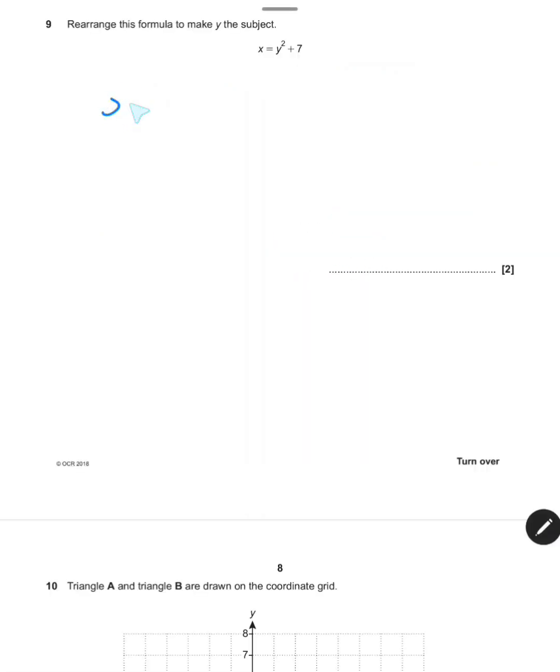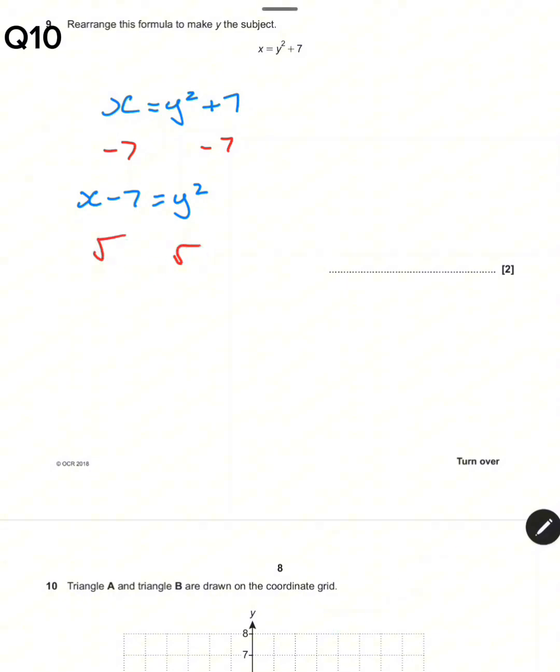Question 9, we've got a formula x equals y squared plus 7. And we're just looking to rearrange it to make y the subject. So I want to get y on its own. First thing I'll do is get rid of that 7. So take 7 from both sides. And we're left with x minus 7 equals y squared. We're nearly there, but we don't want y squared. We want just y. So to undo the squaring, I'm going to square root. And you get the square root of x minus 7 equals y.